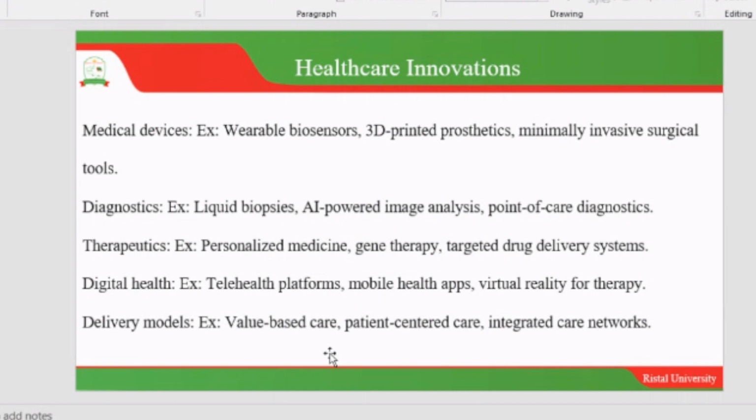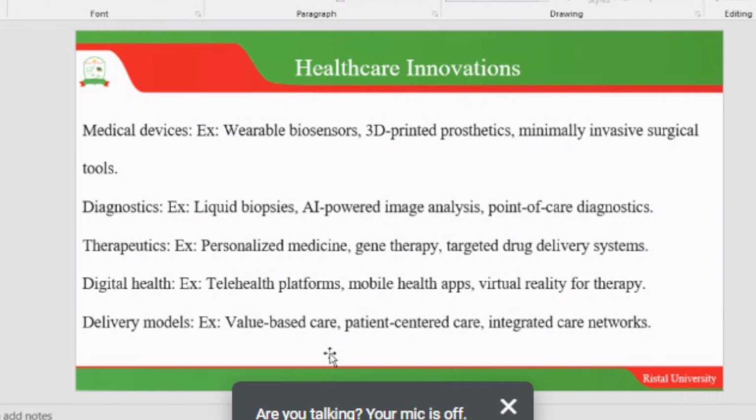Then we have minimally invasive surgical tools, which really make sure that the doctors who carry out surgery no longer have to cut a lot, to make those large incisions in one's body to access the inside of the body, all those organs which are diseased.